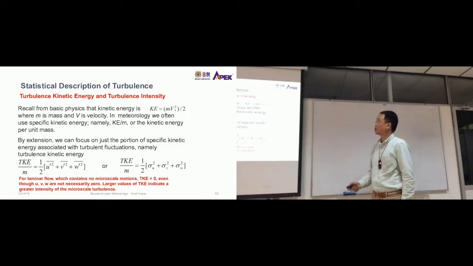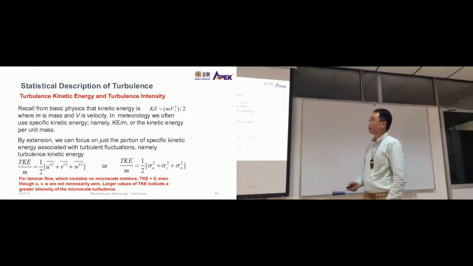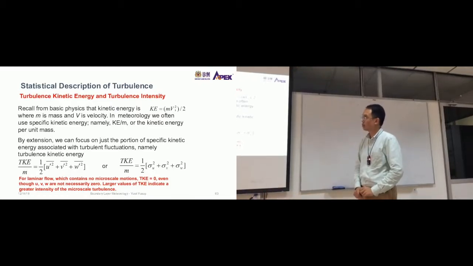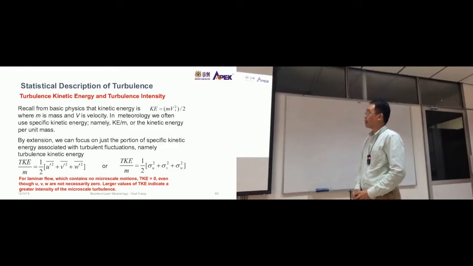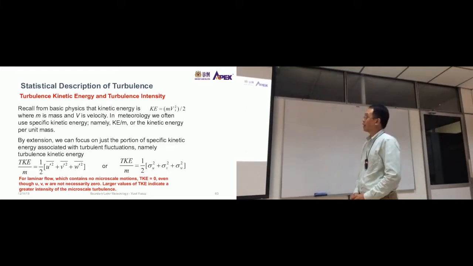Now we go into turbulence kinetic energy and turbulence intensity. And we did talk a bit about this in the previous slides. Now, we did recall that from basic physics, kinetic energy is calculated using the following equation. Kinetic energy equals half mv squared, where m is mass and v is velocity.